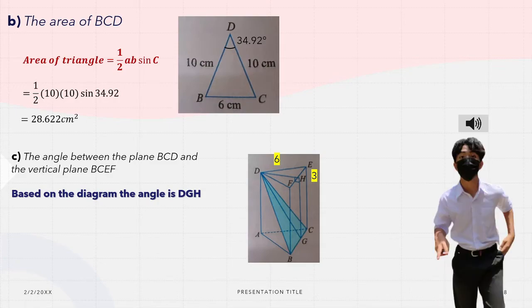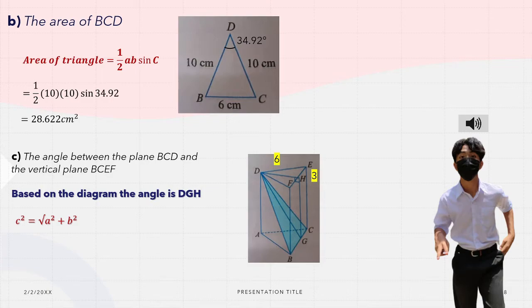For C, the angle between the plane BCD and the vertical plane BCEF. Based on the diagram, the angle is DGH. So how to find DGH? First, we need to use the Pythagoras theorem formula to find DH.